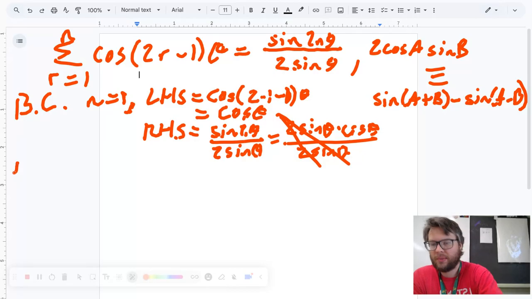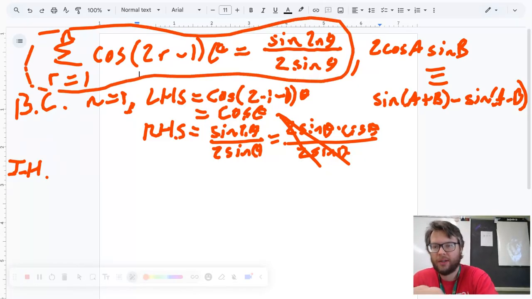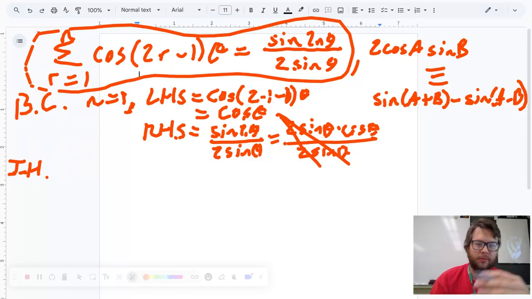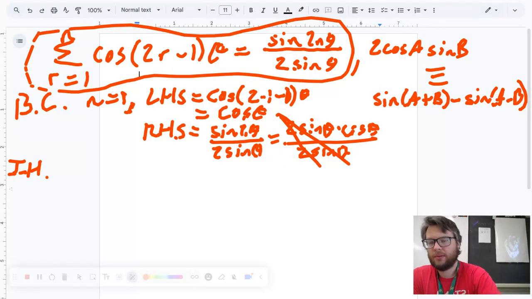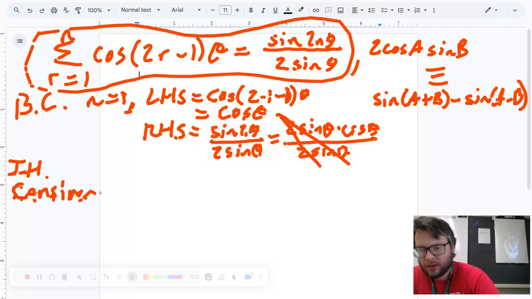Now we're going to do the induction hypothesis. This is where you would say, assume that this is true for some n. I'm just going to say it out loud to save space, but on the test you're going to write down, assume this is true for some n in Z plus. Okay, so then step 3, we're going to consider the n plus 1th case.